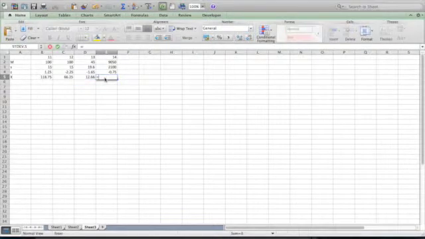Again, all we're doing here to calculate a raw score is mean plus standard deviation times the z-score. And there we go. We have our answers.